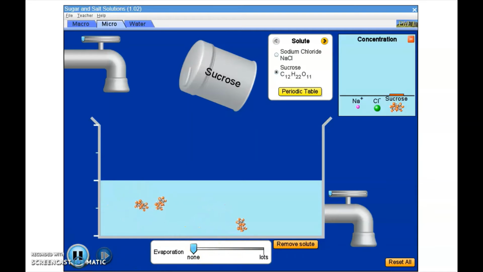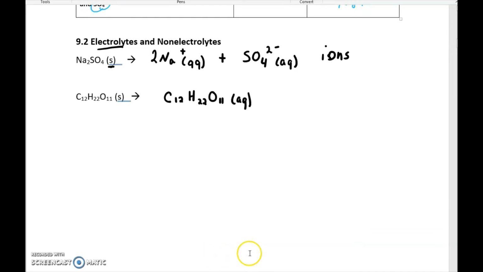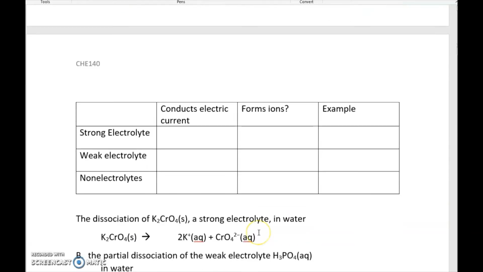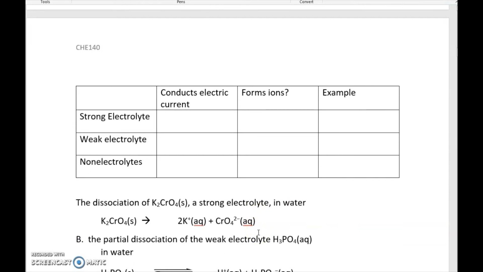So let's go back to our lecture and fill out our table. Strong electrolytes will conduct current because they do form ions. And examples here, the most common one is sodium chloride, magnesium nitrate is the other one. And third one would be this sodium sulfate that I had in my other example.